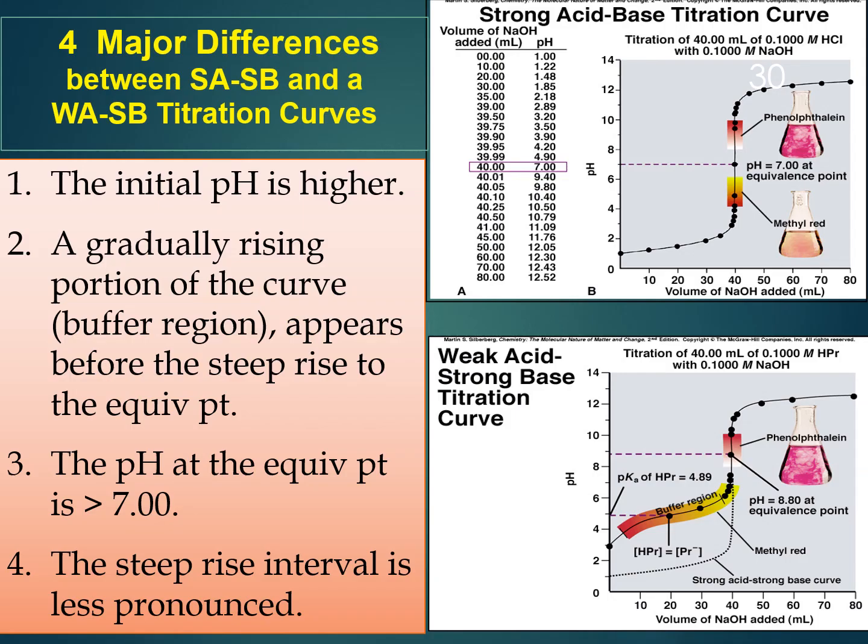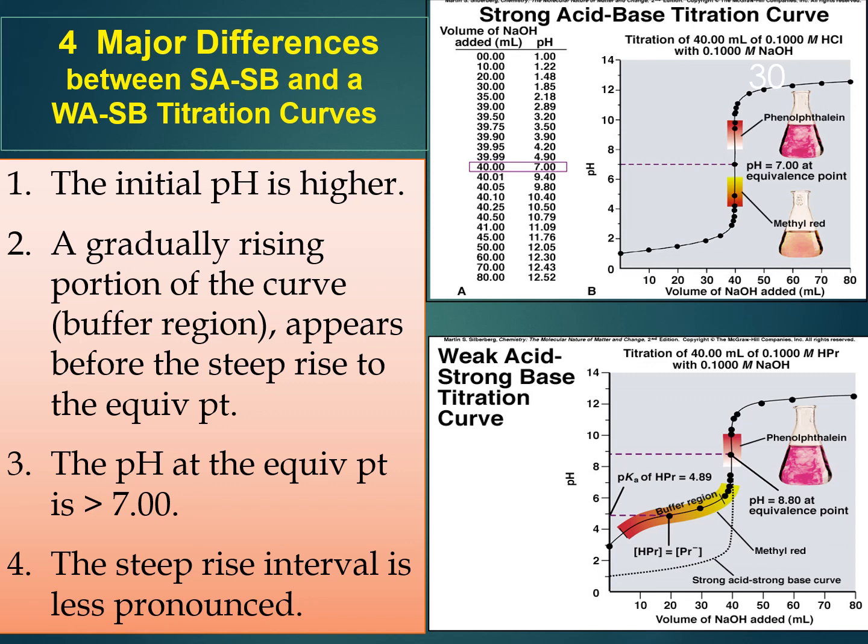Some of the major differences between strong acid, strong base, and weak acid, strong base titration curves. Basically, the initial pH is higher, because with strong acids it's very strong, so the pH will be very low. And of course, for the weak acid, we expect the pH to be much higher. So between strong acid and weak acid, the weak acid has higher pH. So the initial pH is higher for the weak acid, strong base titration curve.